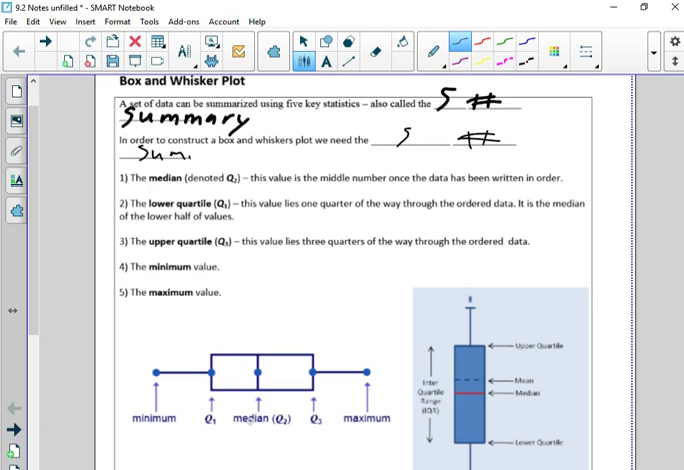Then we have the lower quartile, Q1. That's the halfway mark of the lower half, a quarter of the way. And then we have the upper quartile, Q3, which is the halfway point of the upper half. Then we have the minimum and maximum. And these are the two numbers that give us the range, right? The minimum and the maximum, the lowest to the highest. That's where those two values come from.